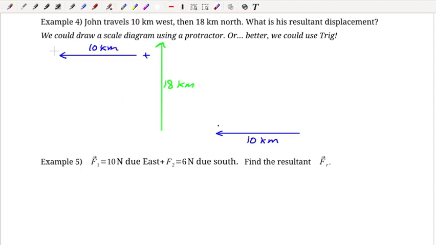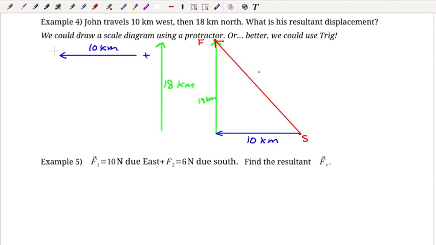Here's my green vector, tip to tail, 18 kilometers north. So again, the tip of my blue vector touches the tail of my green vector. And this is where I started, right here at the tail of the blue vector, and this is where I finished, right at the tip of the green vector. So my resultant is going to complete the triangle from start to finish. Put an arrowhead on it. That arrowhead is going to be important.